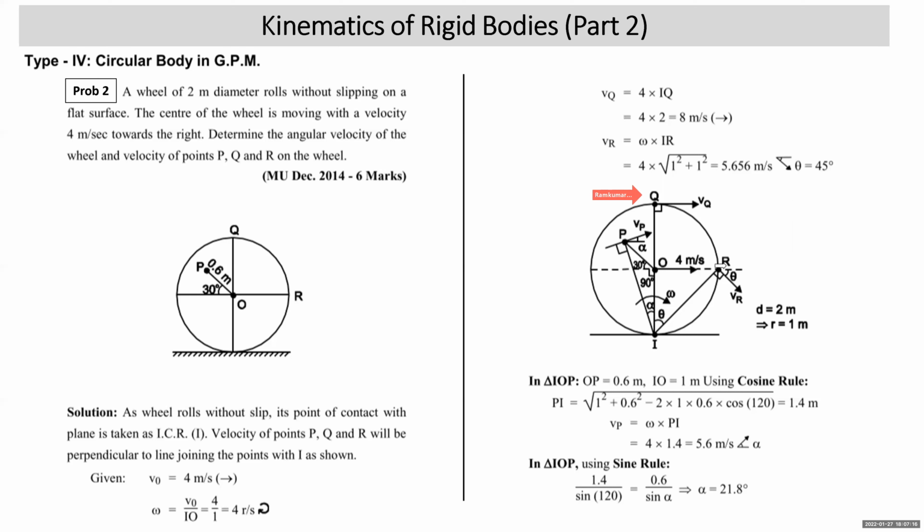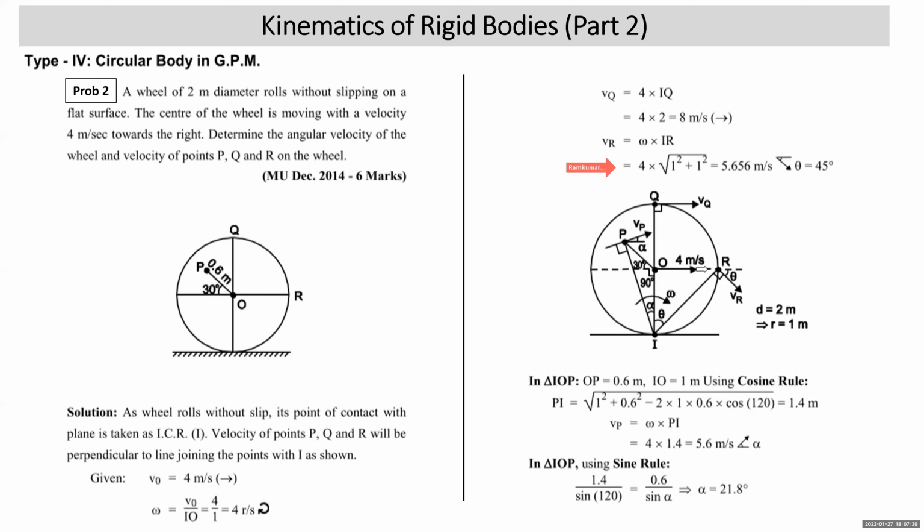Then you want to find the velocity of point R. Point R should be joined with ICR. This line is making theta with vertical. Velocity of point R will be theta with horizontal. How will you get the velocity of point R? Omega into IR. Omega is 4, IR is the diagonal distance, square root of 1 square plus 1 square, or 1 root 2 directly could have been written. So 5.656 meter per second.